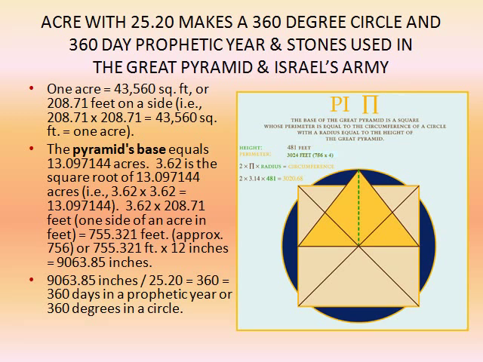755.321 feet, or 755.321 feet times 12 inches is equal to 9,063.85 inches. Now, 9,063.85 inches divided by the sacred cubit measurement of 25.20 inches is equal to 360, or 360 prophetic year, or the degrees in a circle.